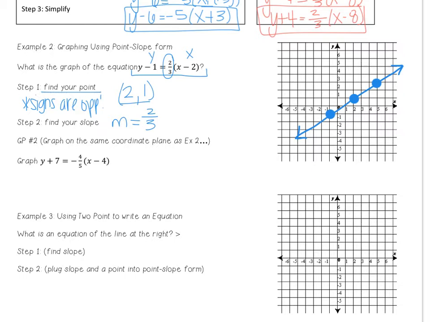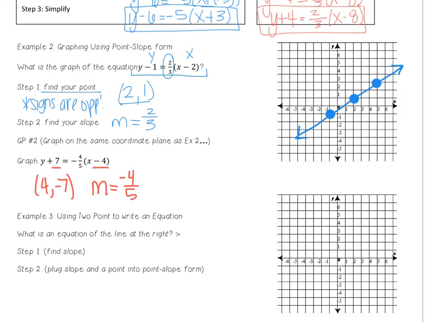For guided practice number 2, I want you to graph this line, and I want you to use the same coordinate plane as I have here. First, find your point, and then find your slope, and then graph the line on the graph. Okay, so your point is going to be x, y, but you do the opposite signs, so that your point is positive 4, negative 7, and slope is negative 4/5.